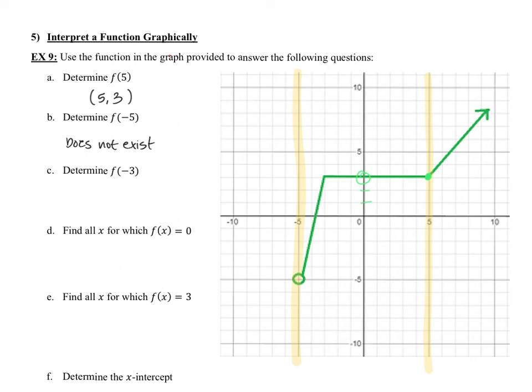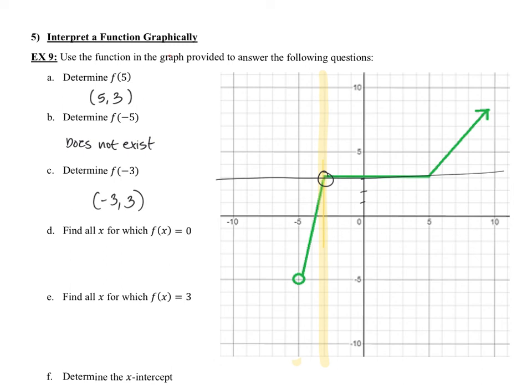How about f of negative 3? Well, where is that? Negative 3. One, two, three, right here. Oops, wrong pen. All right, where does it cross for the y values? The y values have been right here at this point, so that is 1, 2, 3. So that's going to be negative 3, 3. Once again, it's asking for the y value when x is negative 3.